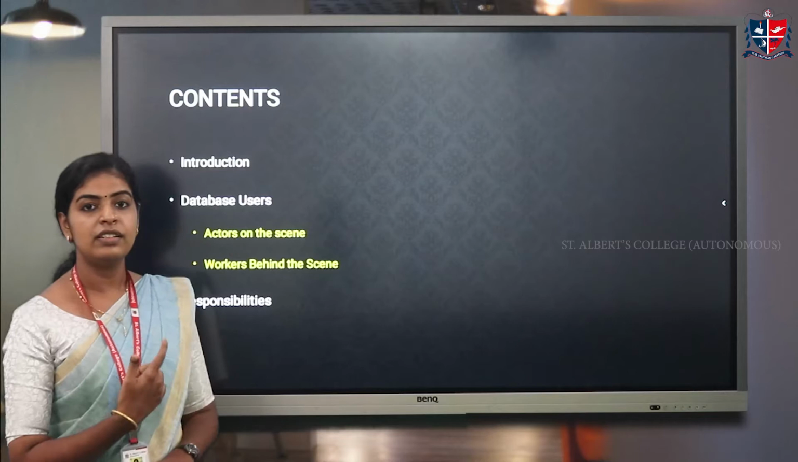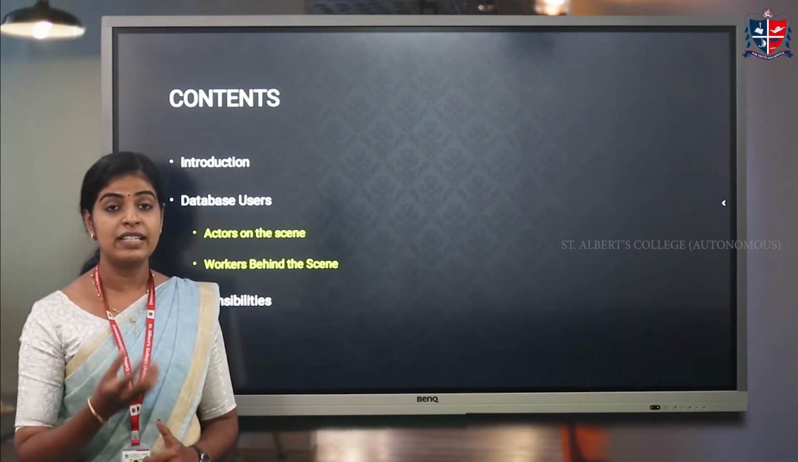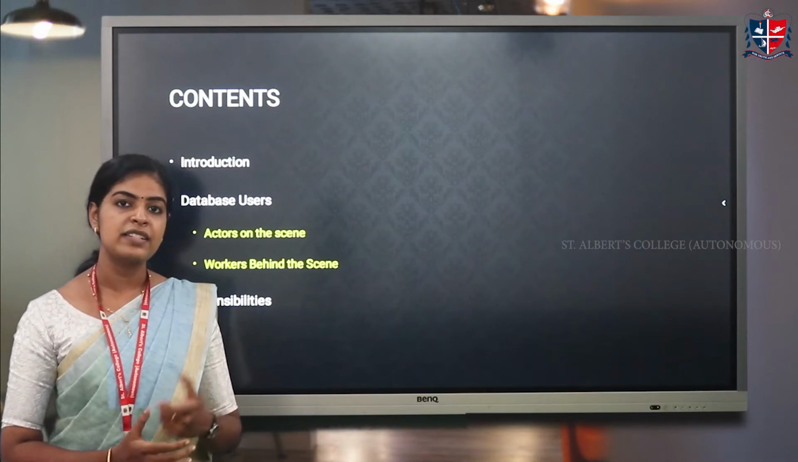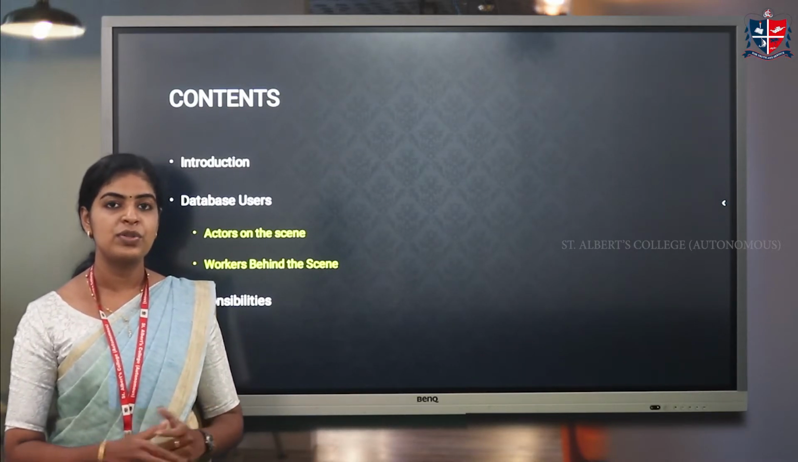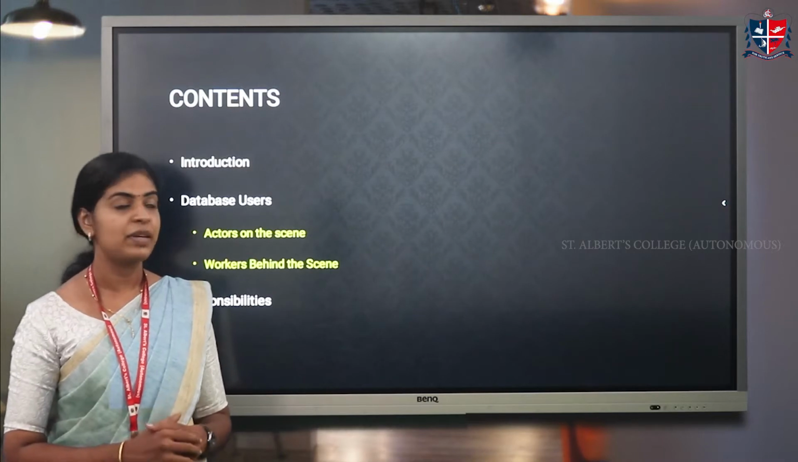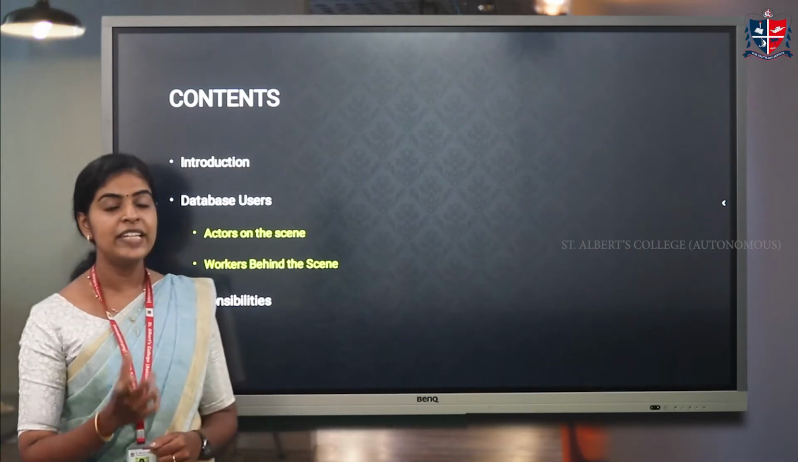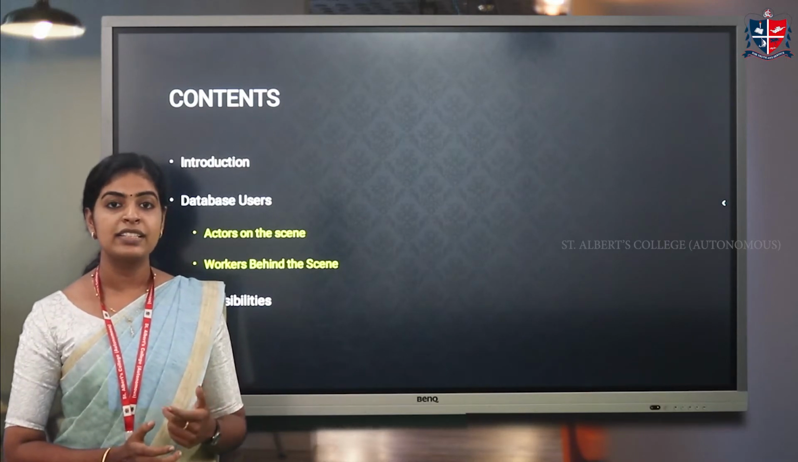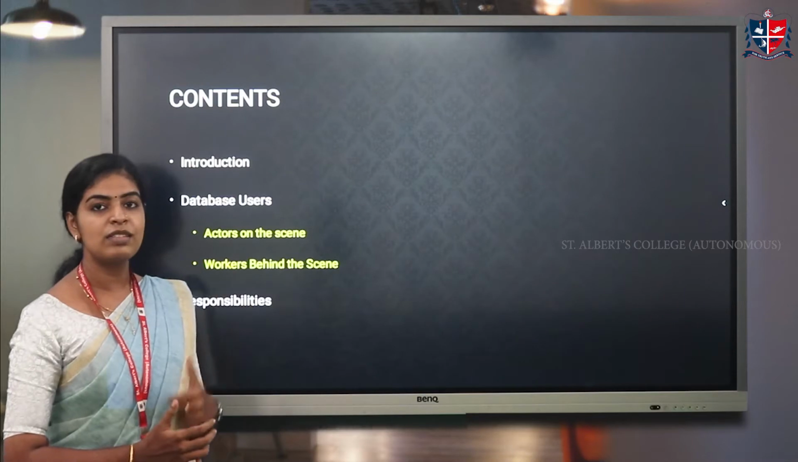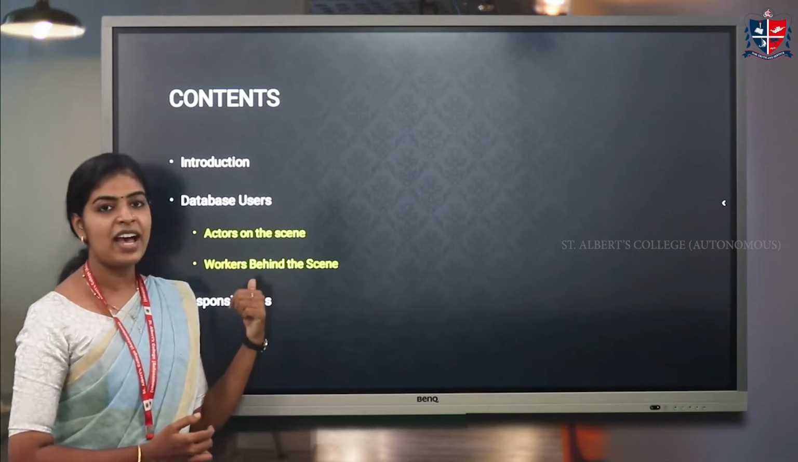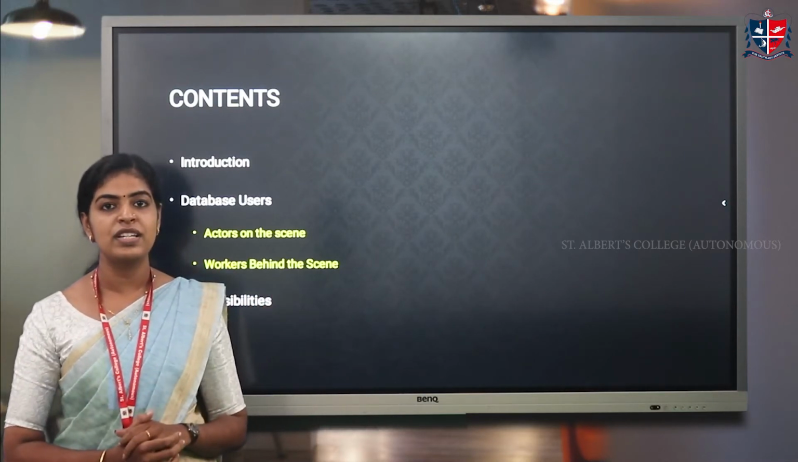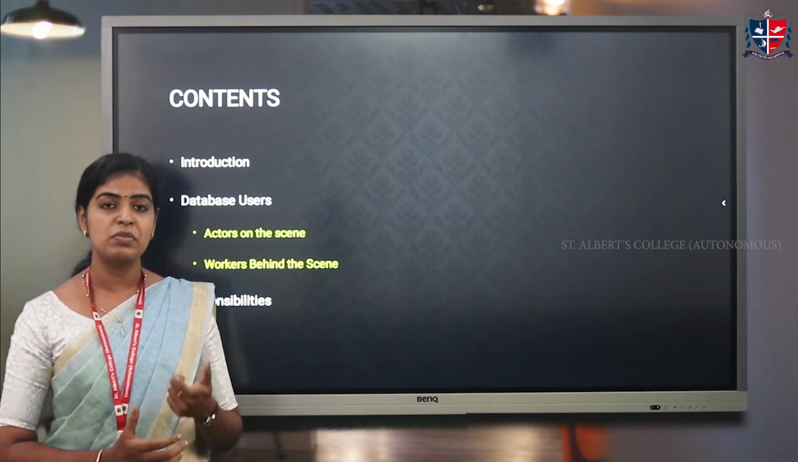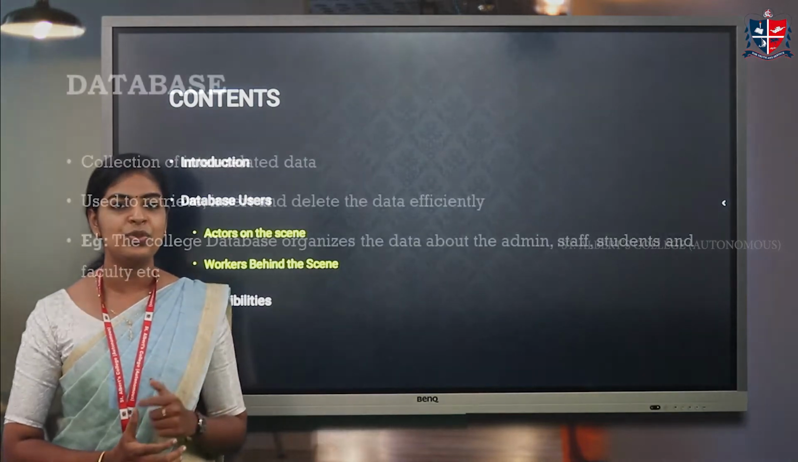First, we will discuss what a database management system is, and some categories of users of the database. We can divide these users into two categories or types. First one is actors on the scene. Second one is workers behind the scene. There are two categories of users who use the database. After that we will discuss some responsibilities of each of these users.